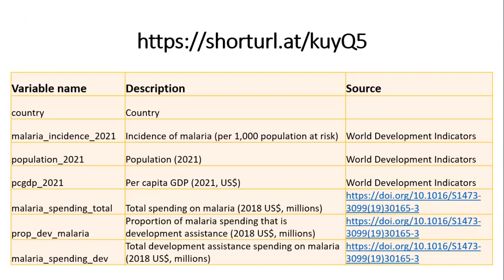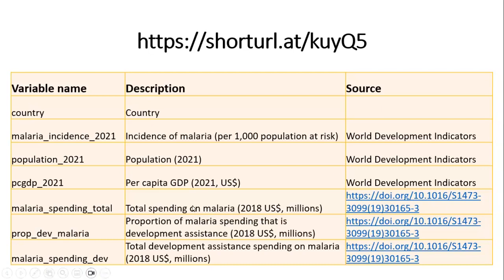Likely because malaria is something that's endemic on the continent. And then the population is basically a population. Then the GDP per capita is a measure of income between countries. And then you have total malaria spending. Then we have the proportion of malaria spending that is from donors.